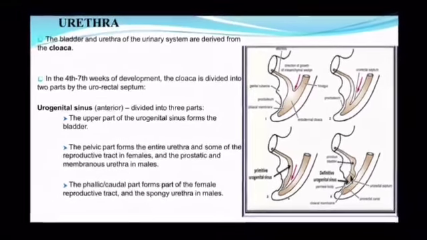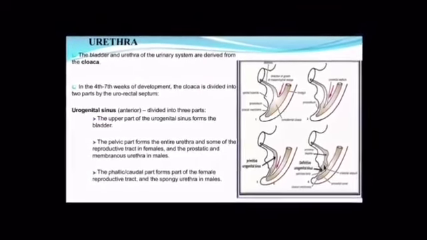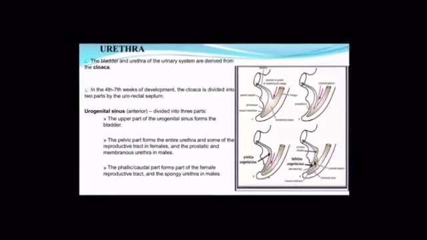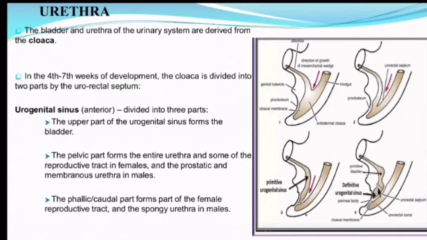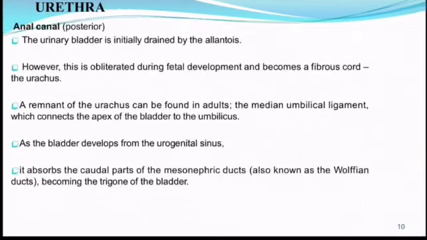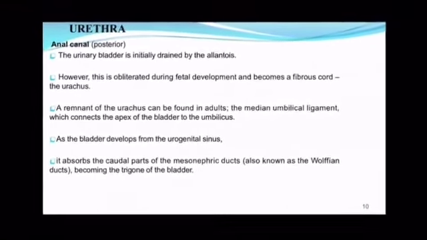We have the upper part of the urogenital sinus, which forms the bladder. We have the pelvic part, which forms the entire urethra and some of the reproductive tract in females. Then we have the prostatic and membranous urethra in males. Then we also have the phallic or caudal part, which forms part of the female reproductive tract, and the spongy urethra in males. Still on the development of the urinary bladder and urethra, we have the anal canal, which is posterior.